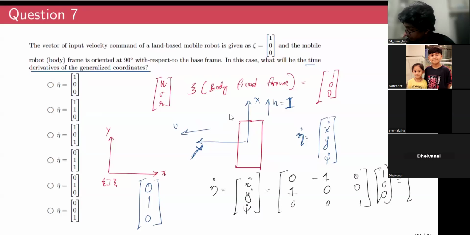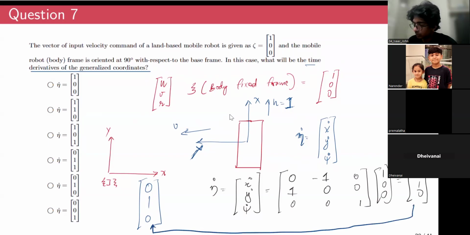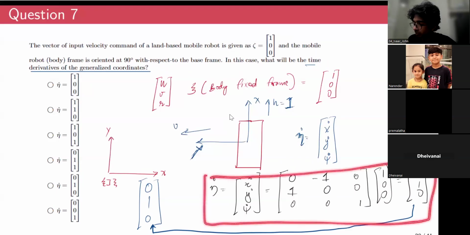So if you multiply this out, the answer that you are going to get is 0, 1, 0. This is nothing but what we have observed earlier. Just by observation, we have also reached the same conclusion. So this will be more tricky if the orientation is not 90 degrees. It could be some random angle, maybe 30 degrees, 60 degrees, 45 degrees. If that is the case, you will have to resort to this numerical approach.